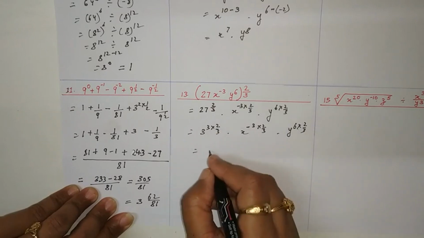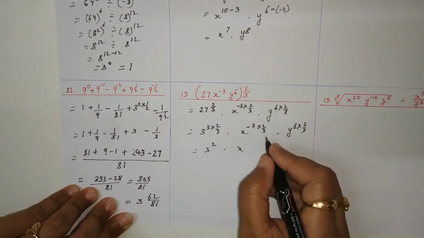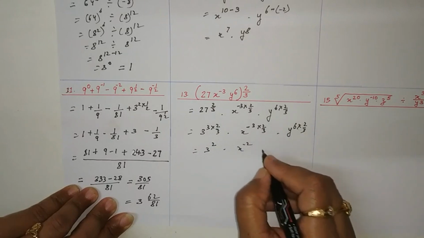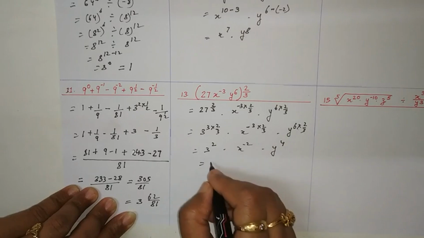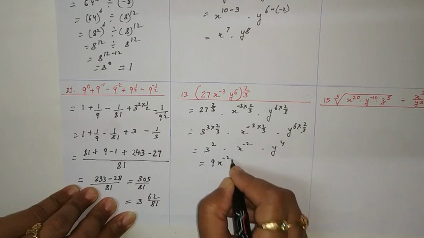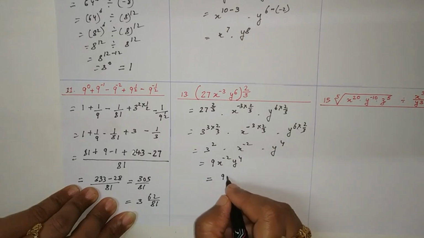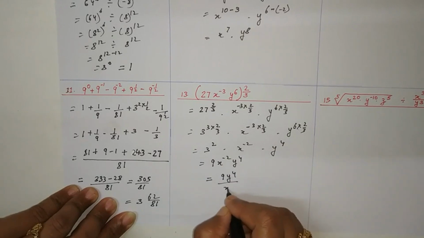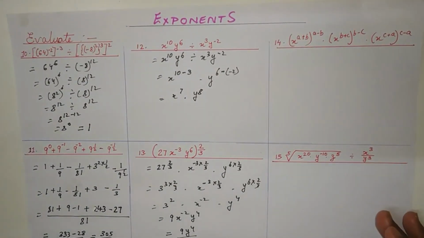3 and 3 cancel, so you get 3 square. Minus x to the power 3 and 3 cancel, minus 2. Y to the power 4. So 3 square is 9. X to the power minus 2. Y to the power 4 can also be written as 9 y to the power 4 by x square. It is up to you. So the next question, number 14.